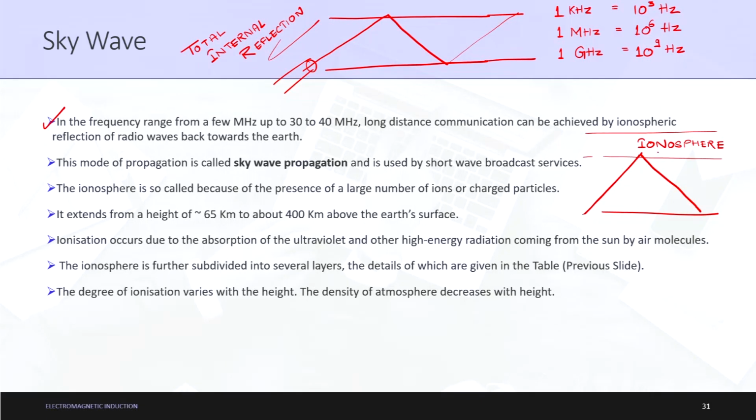So, if we are shooting up a wave at an angle and it is coming back to, let us say, this is the source, this is the receiver, our work is done. So, these are the basic ways to convey the information from point A to point B. Either you can use ground, or you can use sky, or you can use space.